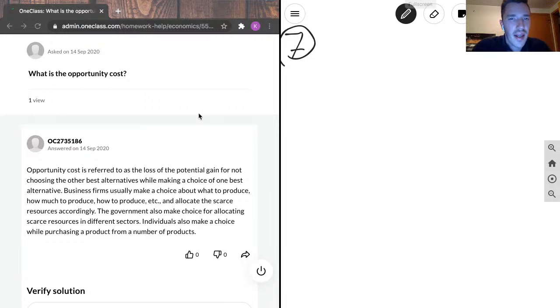I think the first part of that explanation kind of hit the nail on the head. It is the loss of the potential gain for not choosing the other best alternative while making a choice of one best alternative. So for example, you go to the corner store and you're trying to choose what to get, and you're looking between a pack of gum and a pack of mints.